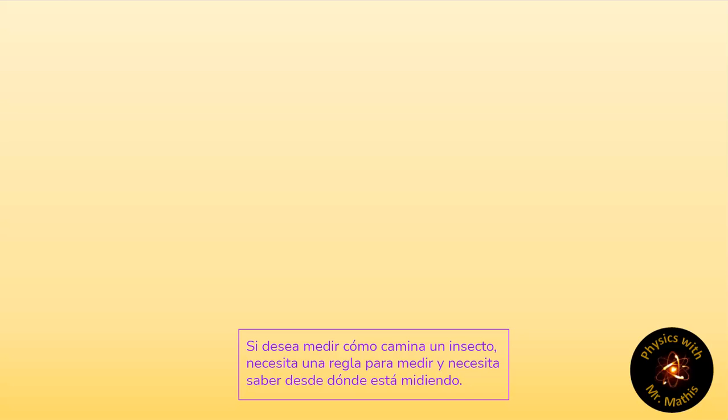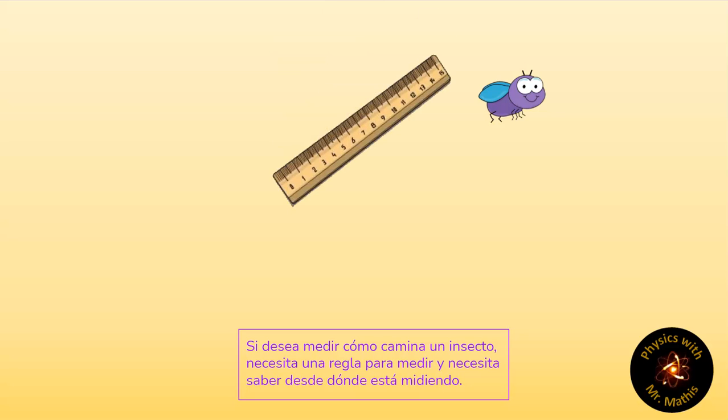Imagine that you want to measure the movement of a bug that you see. It's an interesting, friendly-looking little bug. What would you need to measure his movement? You might need a ruler, right? But you need more. You need to know where you're measuring his movement from. Are you measuring how far he is from you? How far he goes across the ground from some mark?